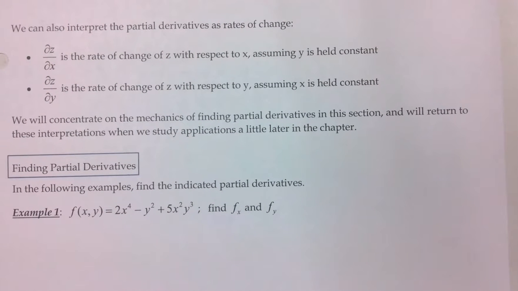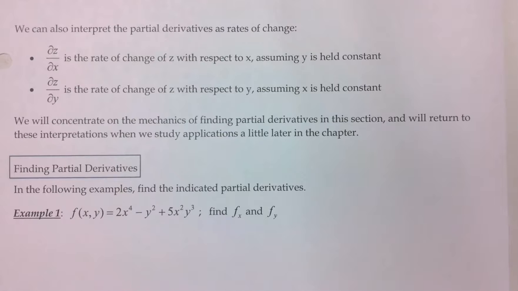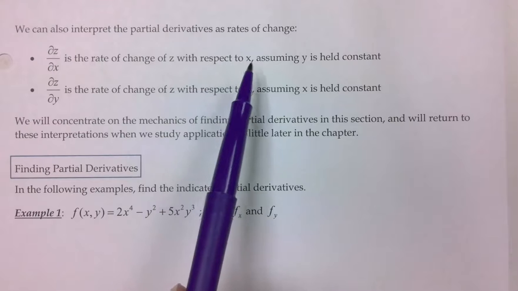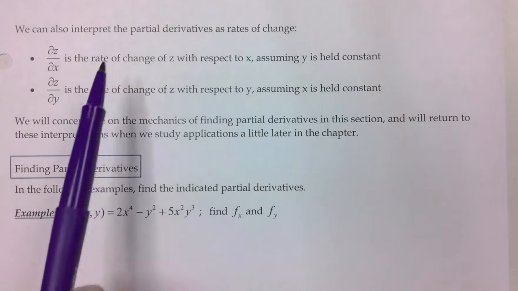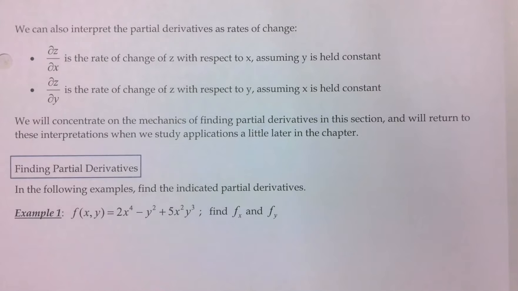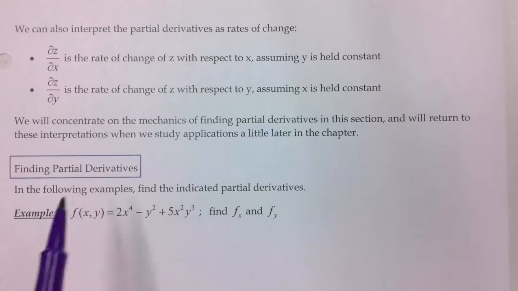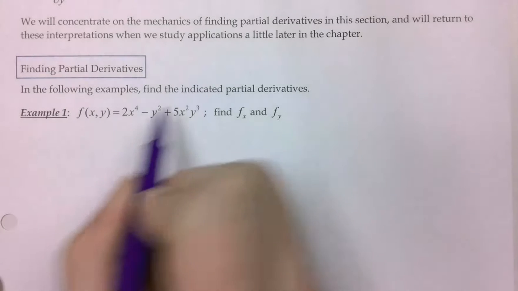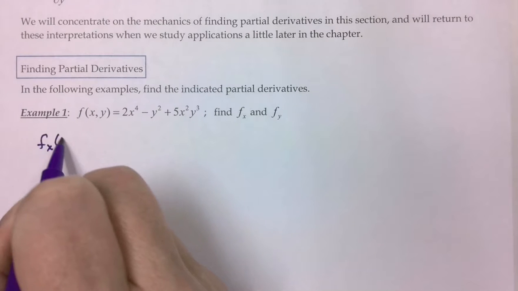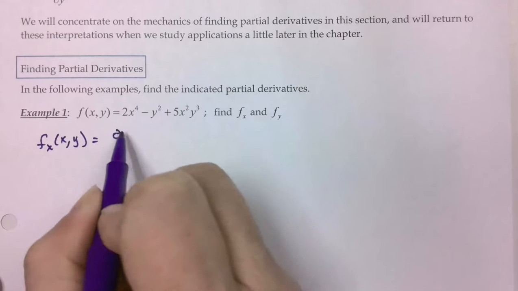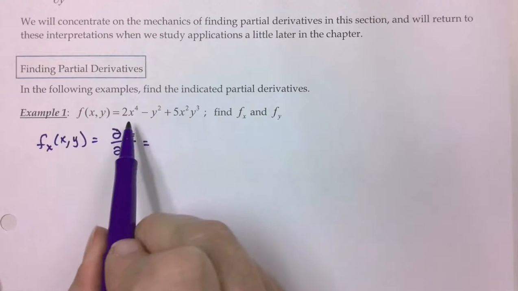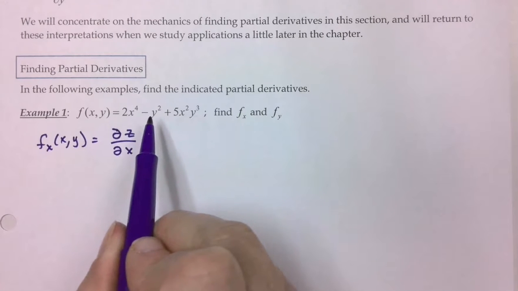Okay, so delta z over delta x or delta z over delta y are the rates of change of the z surface with respect to x if you're assuming that y is held constant. And similarly for delta z over delta y, the partial derivative of z with respect to y. So let's look at the mechanics of partial derivatives for a minute, and then we'll work on interpretations later. So I'm going to start off with finding the indicated partial derivative. I want to find f sub x of x,y, which is the same thing as delta z over delta x. So I'm going to take the derivative of each of these pieces as if y is constant.